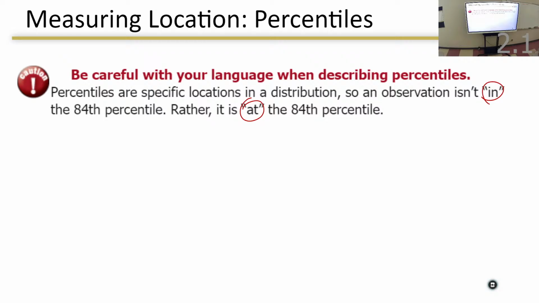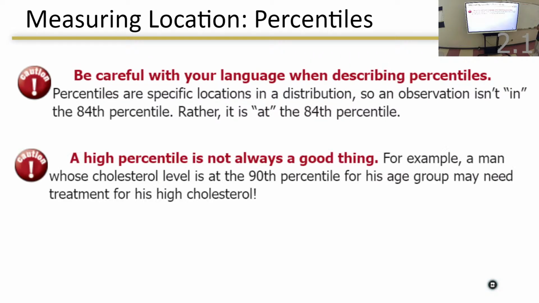Can there be decimal percentages? You bet. Yeah, there can be. Absolutely. A high percentile is not always a good thing. Do you kind of remember that? We've got an adult male who's in the 90th percentile for his age group for high cholesterol. That's not good. So percentiles don't always mean good things. If we're in the 90th percentile of cholesterol, we probably need to start watching our cholesterol. Just kind of remember that.